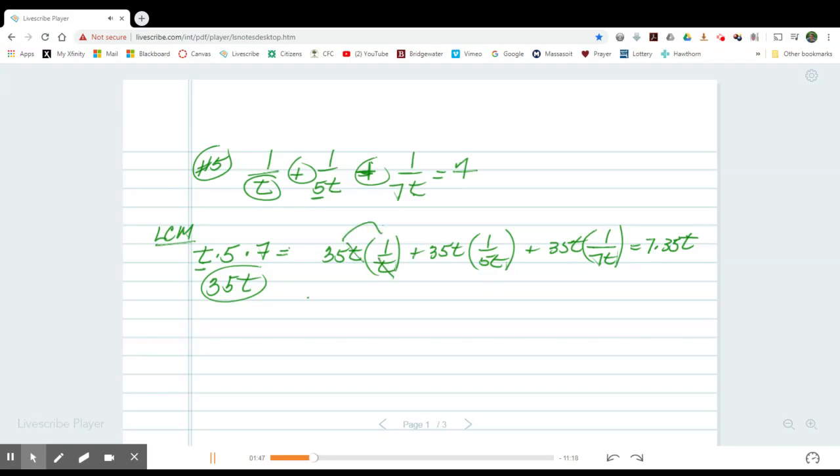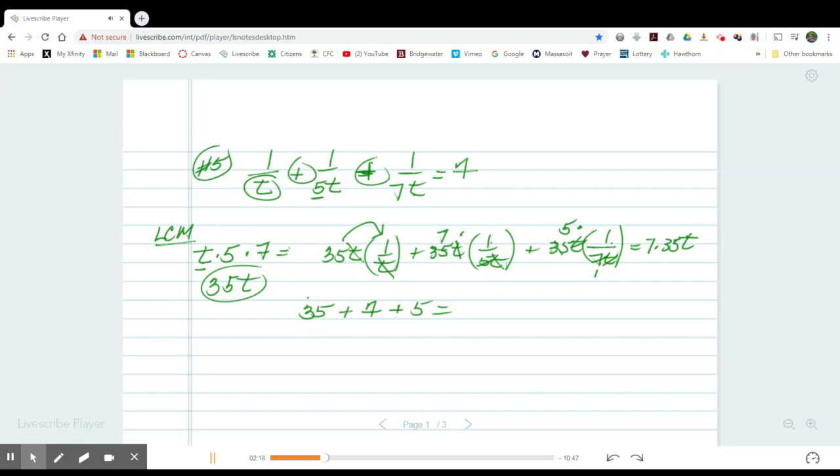Alright, the t's cancel out here. 35 times 1, well, that's just 35. 5 into 35 goes 7 times. The t's cancel out. So that's 7 times 1, that's a positive 7. The t's cancel out. 7 to itself 1. 7 goes into 35 5 times. 5 times the numerator of 1, that's a positive 5. Equal to 7 times 35t.